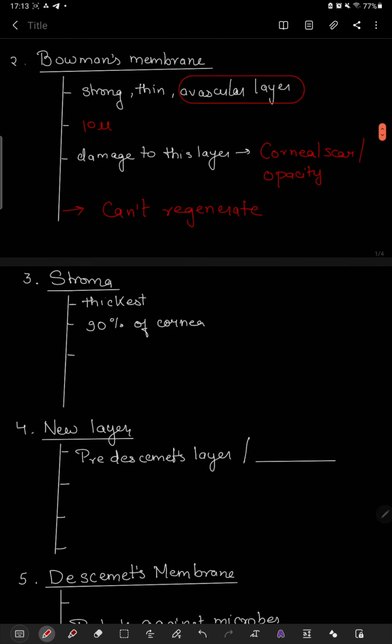Then talking about the stroma, which is the thickest layer, it occupies almost 90% of the cornea. It consists of 75% water. And what are the things present in its ground substance? So it contains keratocytes and lamellae in its ground substance.